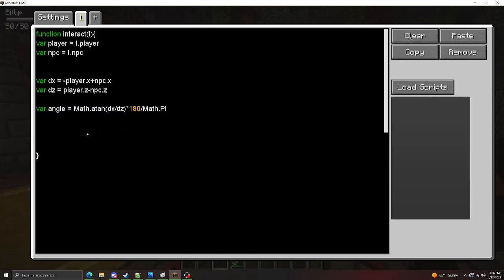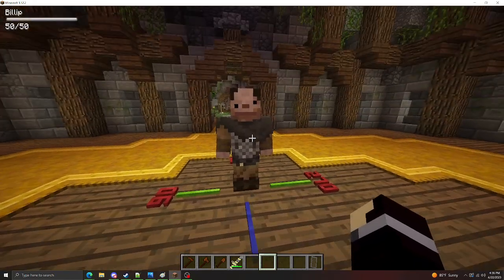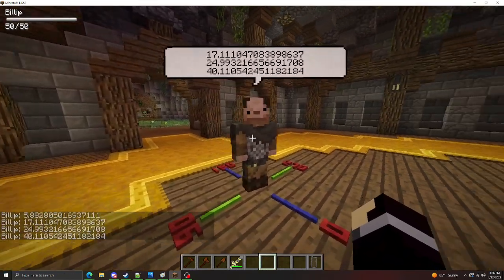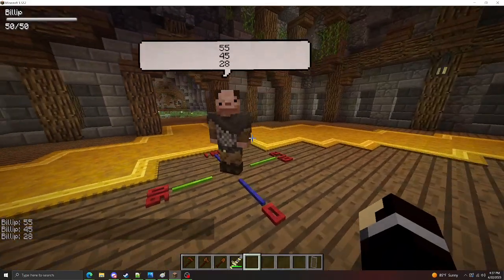Let's have the NPC say the angle now. Now let's check if this is right. We're close to 0, so it should be something between 0 and 10. There we go, 10. All right, it's actually kind of big, so let's round this. Okay, there we go, 5.45.